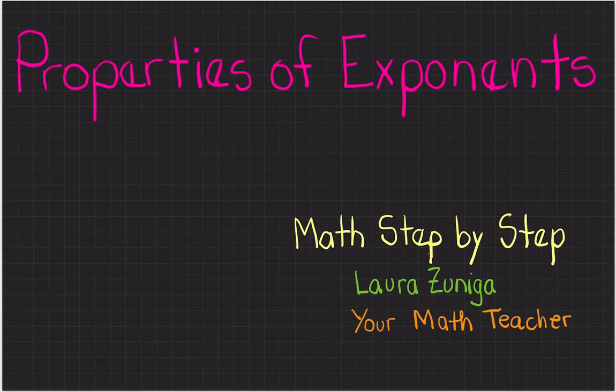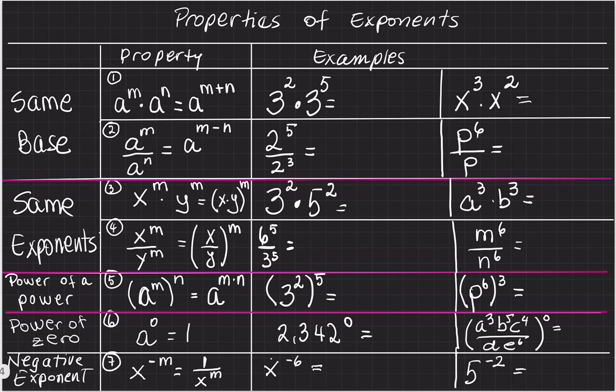Hello, in this video we're going to take a look at the properties of exponents and a couple of examples. Here we have the properties of exponents. First of all, the first two properties are for when the base is exactly the same. For that, we will have a property for multiplication and another one for division. So, let's see the first one, the one for multiplication.